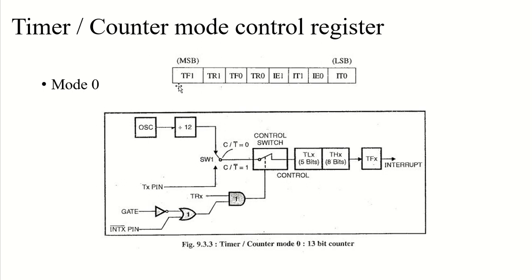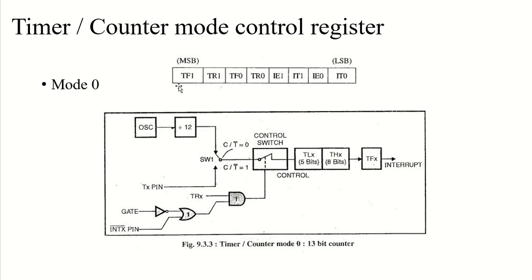After that, in the same order, moving further, we have TR1. The position of TR1 would be TCON6 on the pin diagram, and this is also for timer 1. It is the timer 1 run control bit, and it is set or cleared by the software to turn the timer or counter either on or off, right?